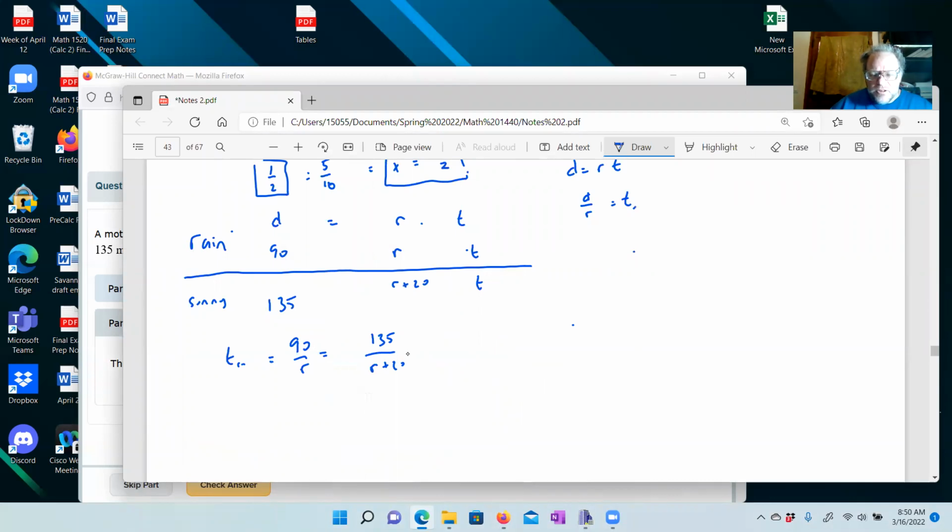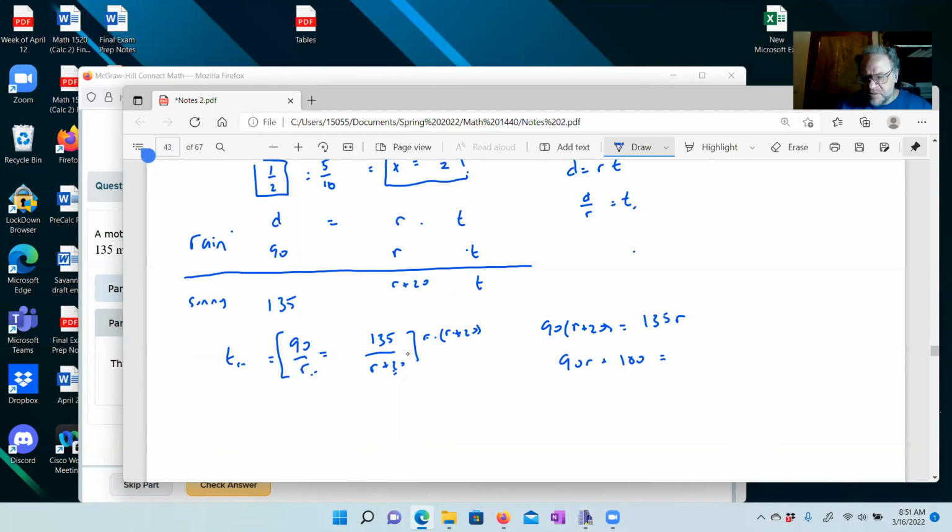So you could either cross multiply or continue with the same idea of multiplying by a common denominator, clearing the fractions. On the left side, the R's are going to cancel, so we get 90 times R plus 20. On the right side, the R plus 20s cancel, so we just get 135R. So we have 90R plus 180 is equal to 135R.